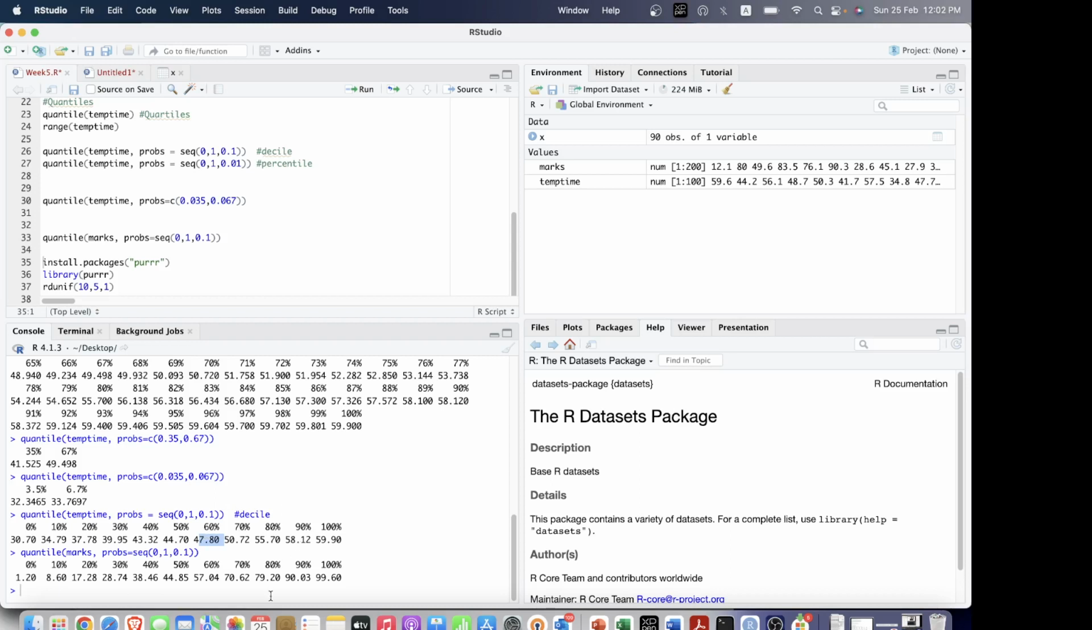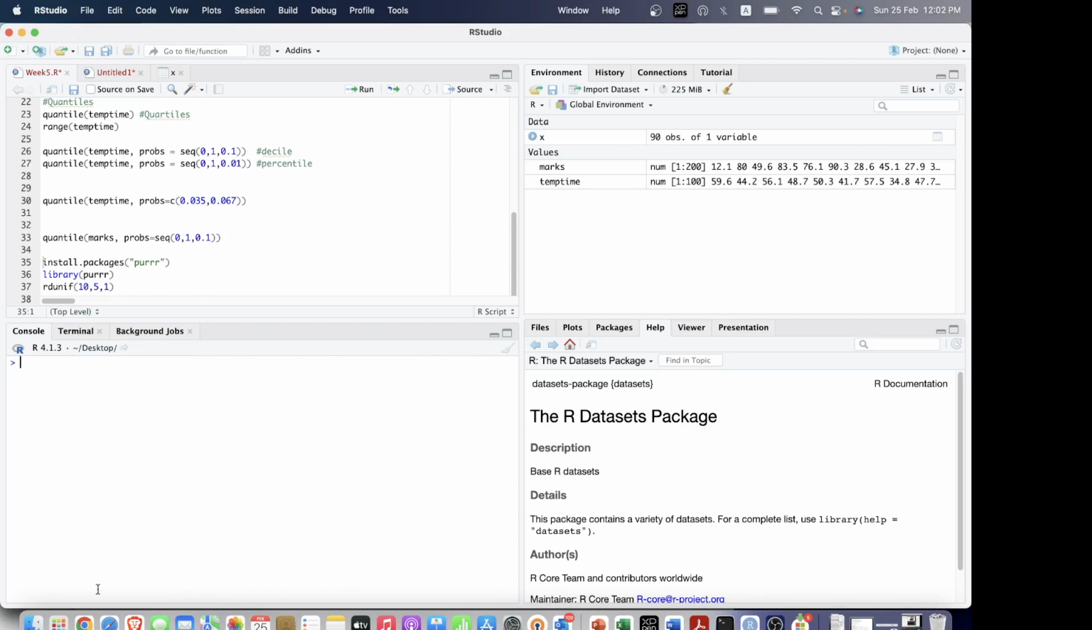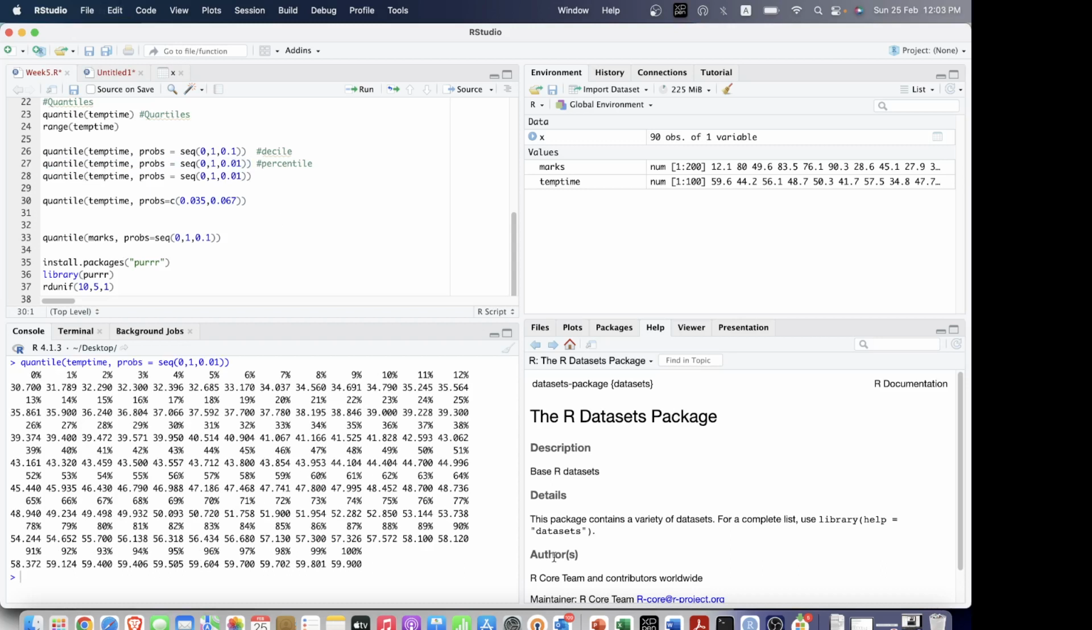Ma'am, you have used here decile or percentile? Here I have used decile. So in the sequence argument, we have to put lower to higher range, right? I don't get your question. See, here I could have easily put this percentile thing, and I could have gotten the 70th percentile.